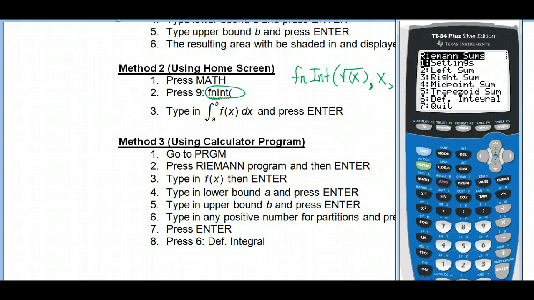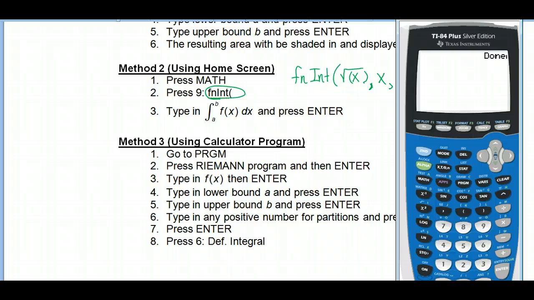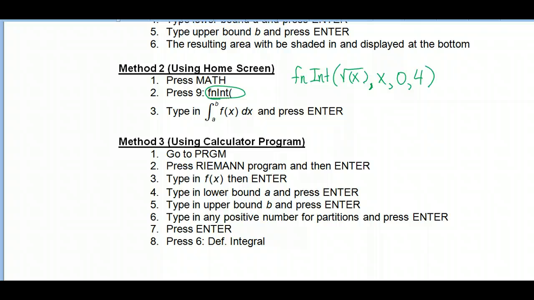Oh, sorry. Okay. How do you get over there? Press enter. And then number 7 is right. So let's continue.